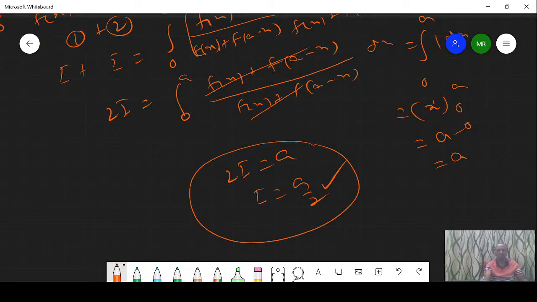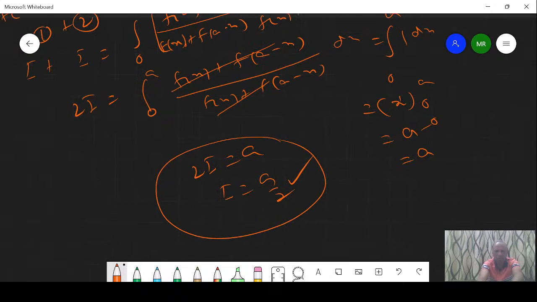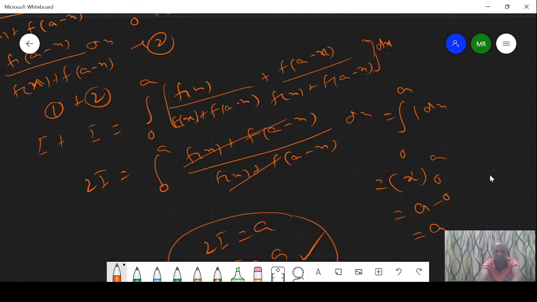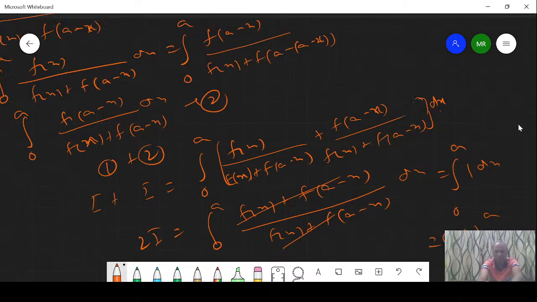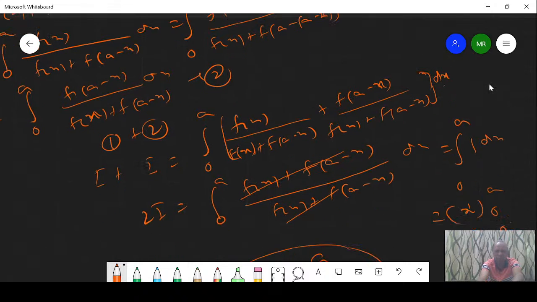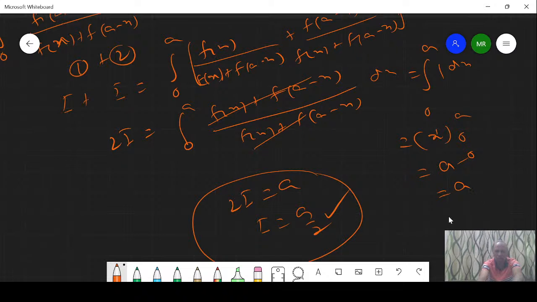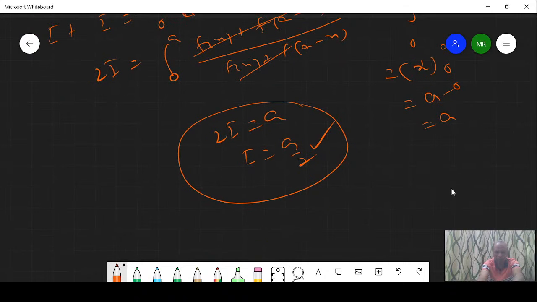Sometimes they may give the problem in that combination, like 0 to 2, something. You can do that easily. You can remember this as the standard problem. We got it by just applying this. Just replace x with a minus x, then add 1 plus 2. Then we got integral 0 to 1 dx is x. Apply the limit: 2I is equal to a, I is equal to a by 2.